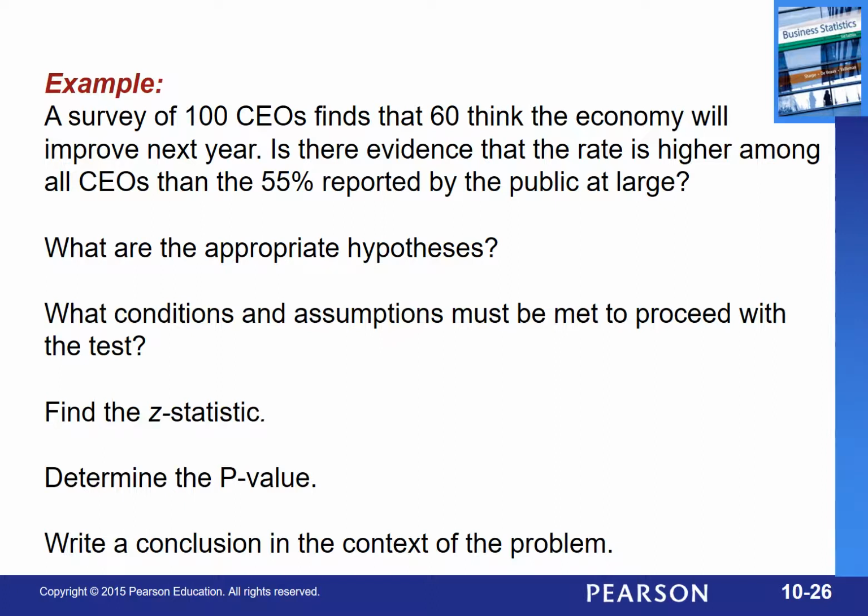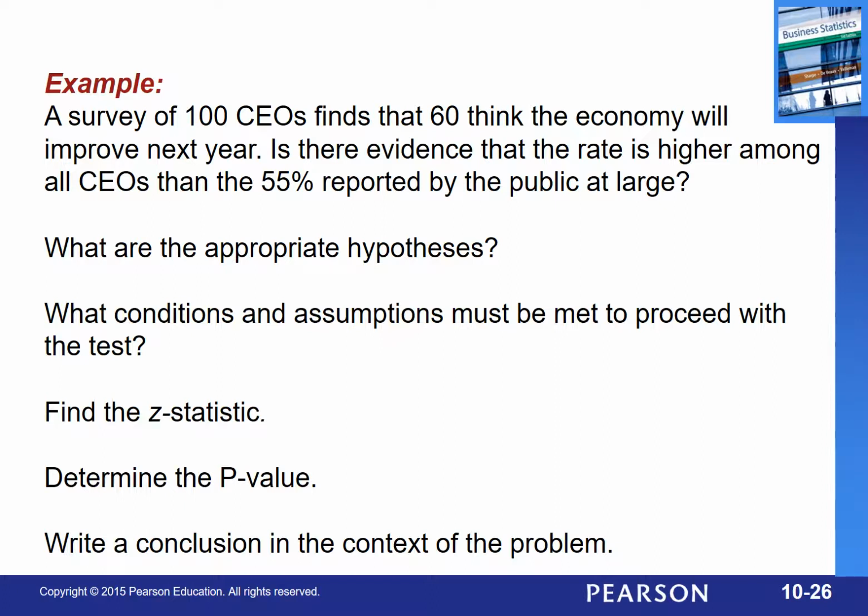So we're going to go through the following steps. What are the appropriate hypotheses? What are the conditions and assumptions that must be met to proceed through the hypothesis test? We're going to find the z-statistic. Then we're going to determine the p-value and write a conclusion in the context of the problem. So a couple things. Before I proceed through this hypothesis test, I would highly suggest that you try writing some of these right now. So pause your video, write down what you think these are going to be, and then confirm whether or not you're correct. As I go through the slides, you can also pause at any step and predict what the next thing is based on anything you might have changed.